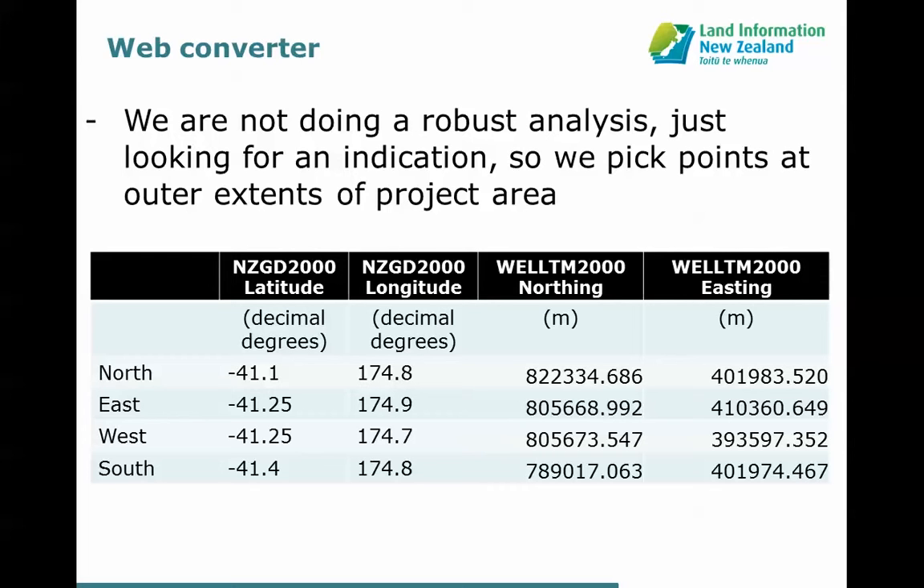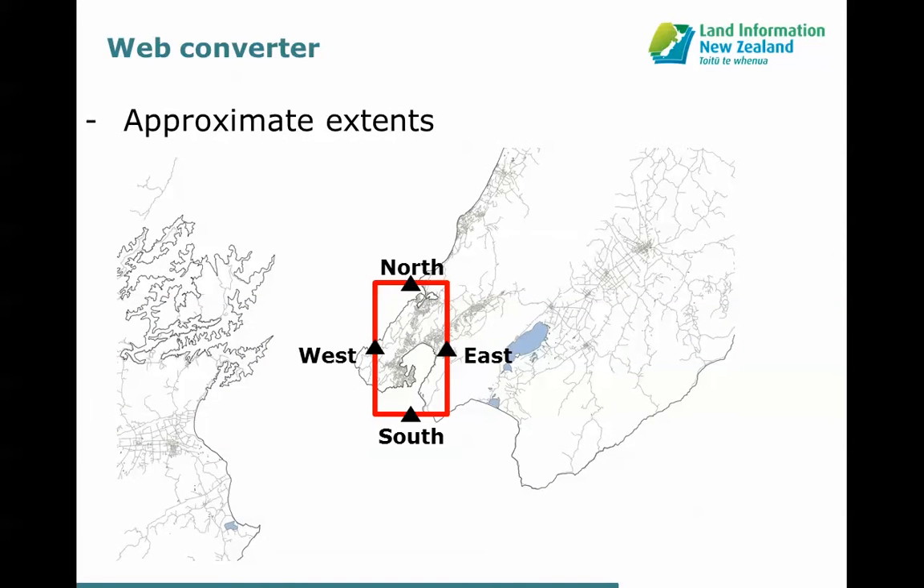So to do this analysis, we're just going to pick some points at the extents of our project area. And so I've just picked a point at each of the north, east, west and south extents. And you can see there in the table, I've provided those coordinates in terms of datum 2000, latitude and longitude, decimal degrees, and also converted into the Wellington meridional circuit projection, just to make some of the interpretation of the analysis a little bit easier later on. So looking at that graphically, again, you can see all we've done there is picked 4 points at the outer extents of our project area.